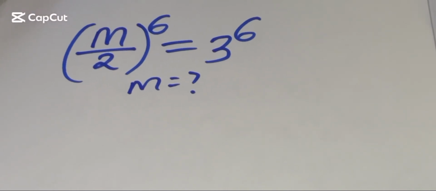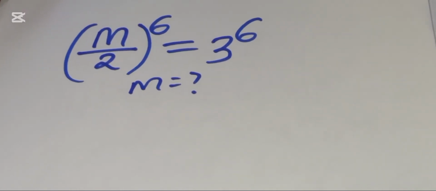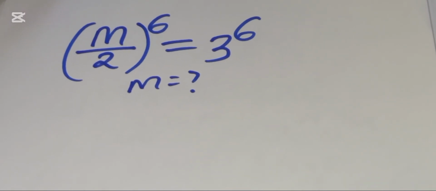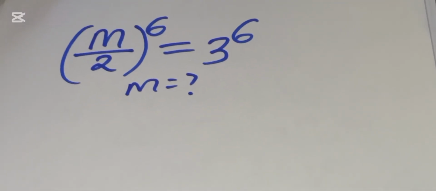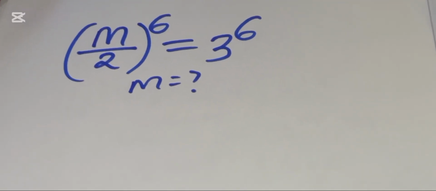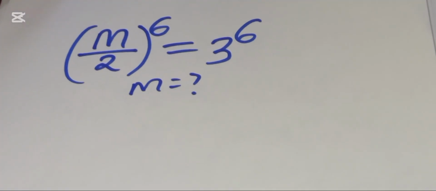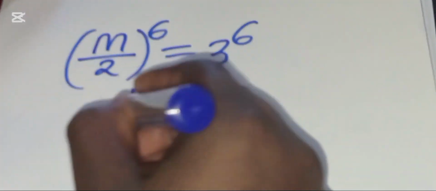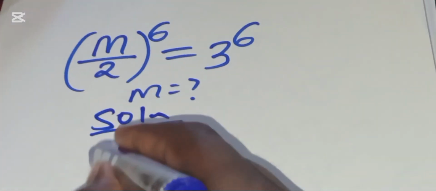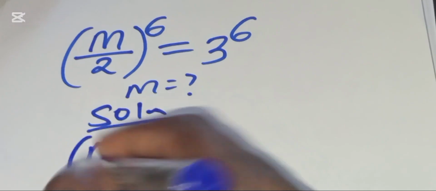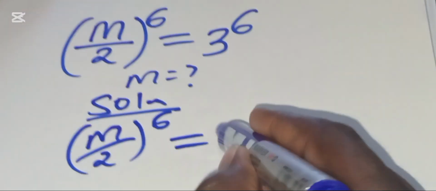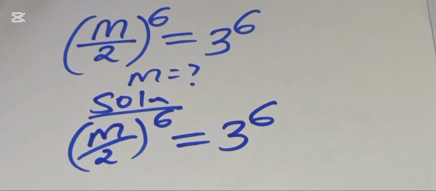Welcome everyone. Let's present a solution to this exponential equation: m divided by 2, raised to power 6, is equal to 3 to power 6. Now, what is the value of m? From what we have here, m divided by 2 raised to power 6 is equal to 3 raised to power 6.